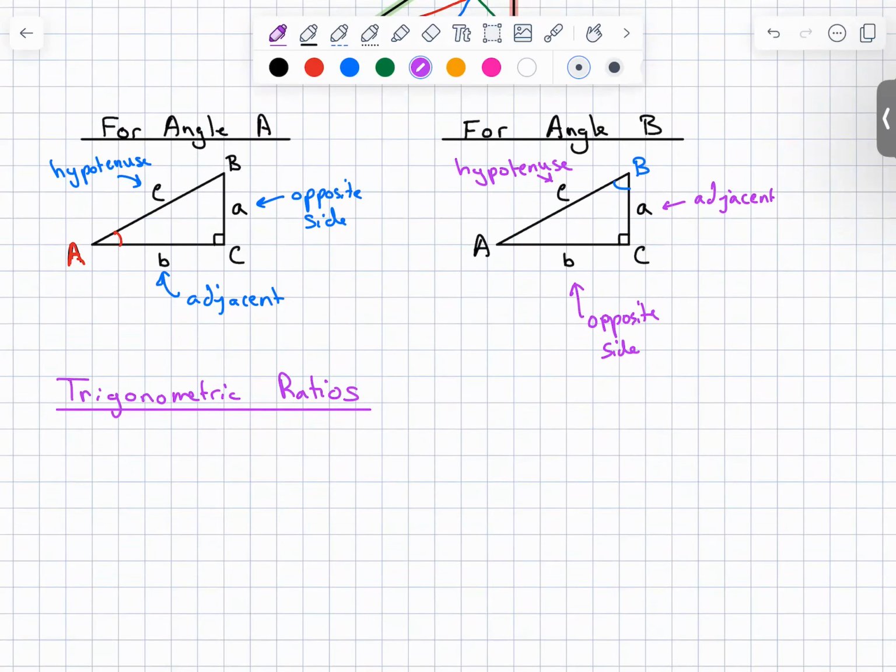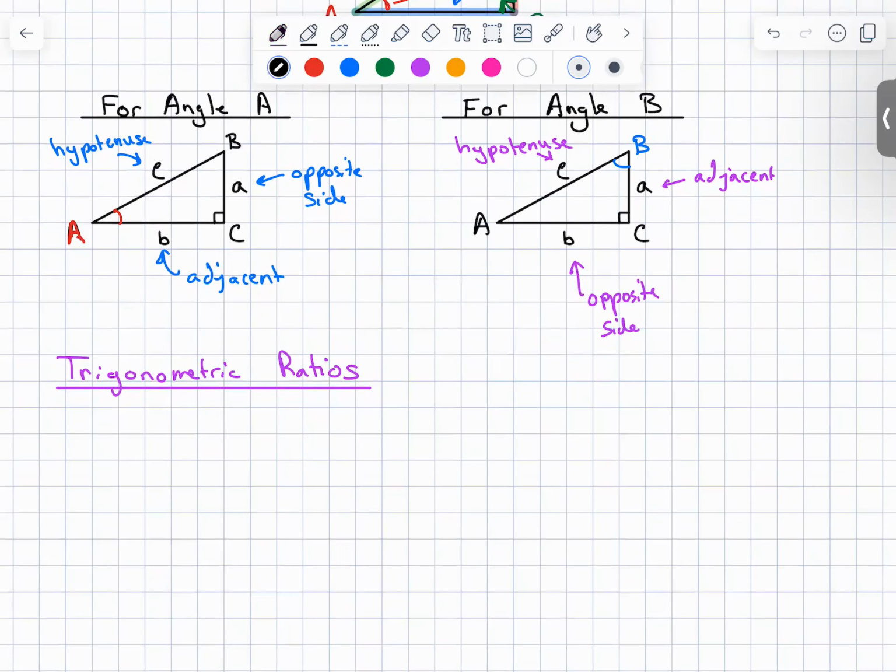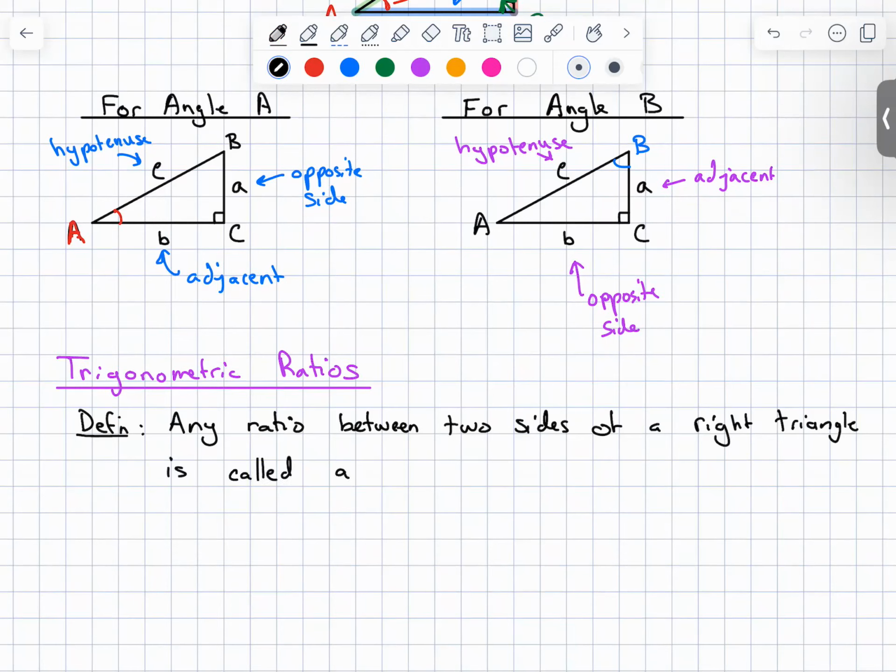Have you ever wondered how those tools figure out angles? How do they figure it out? They use trig. So a trigonometric definition: a ratio, I guess any ratio, between two sides of a right triangle is called a trigonometric ratio.